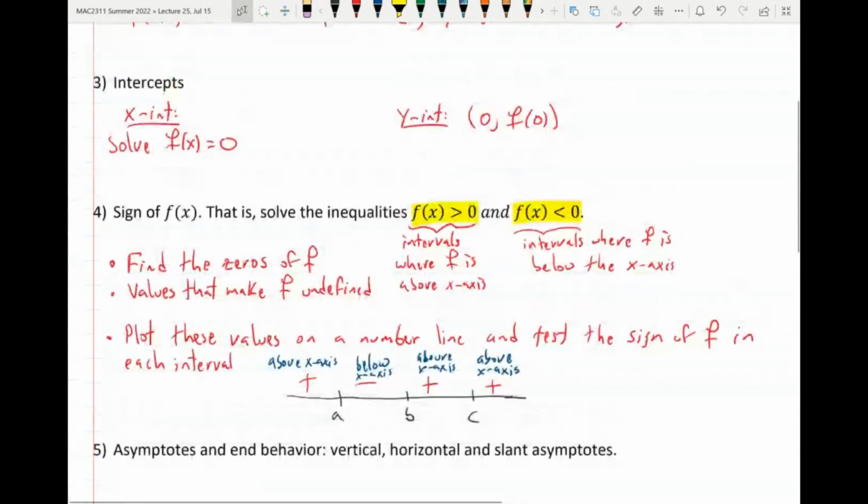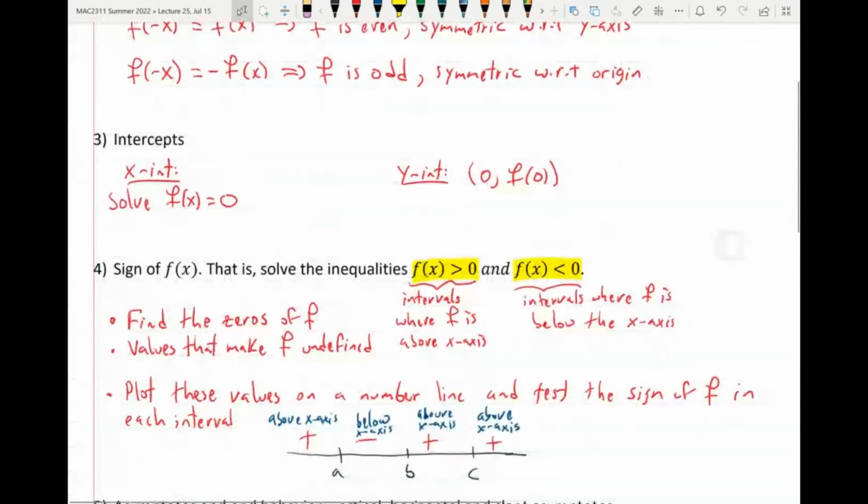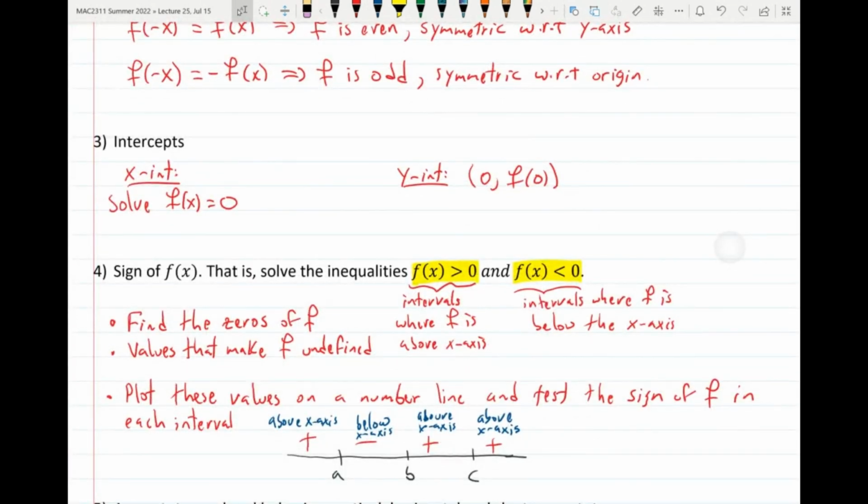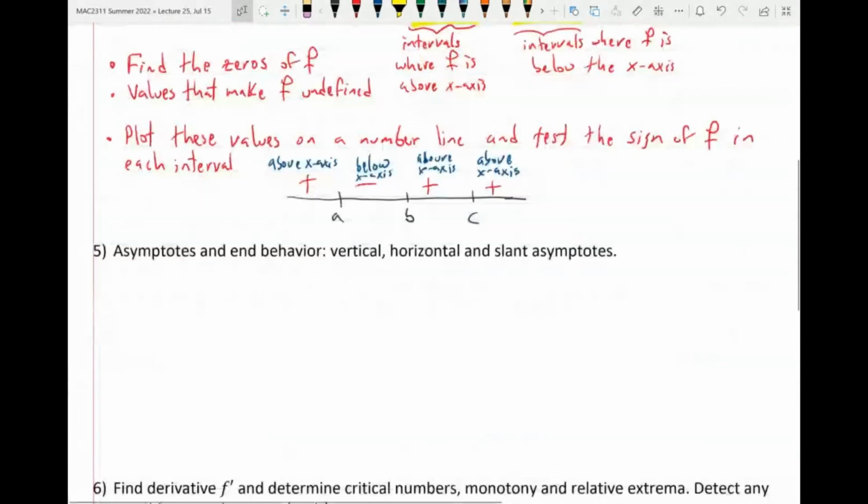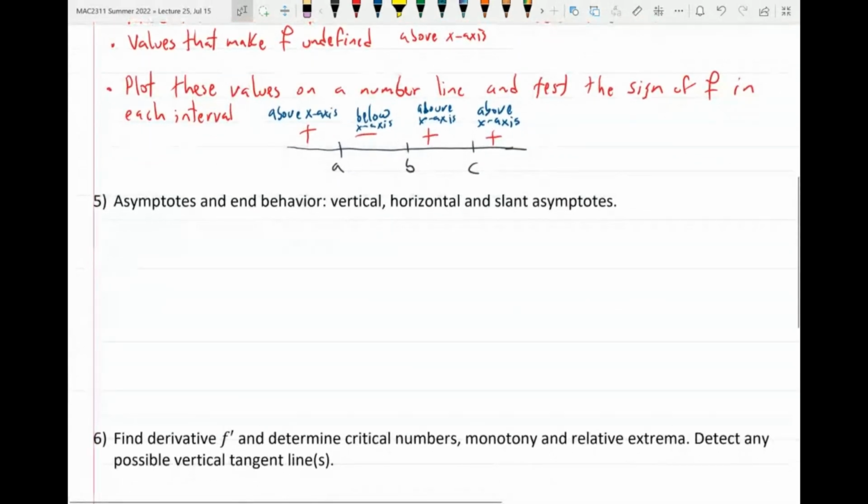By the way, notice that so far steps 1 through 4 require no calculus whatsoever. These are really, if you will, pre-calculus steps. Now we start to go into all the steps that do require some calculus. Something else that's very helpful is to analyze the end behavior of the function. We want to know what happens when x approaches positive and negative infinity. That's what end behavior is. And also if there are any asymptotes, vertical asymptotes or horizontal asymptotes or slant asymptotes. So find all the asymptotes and the end behavior of the function.